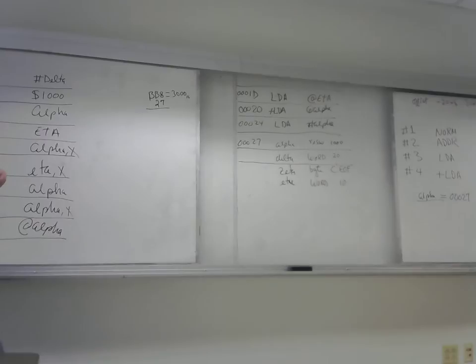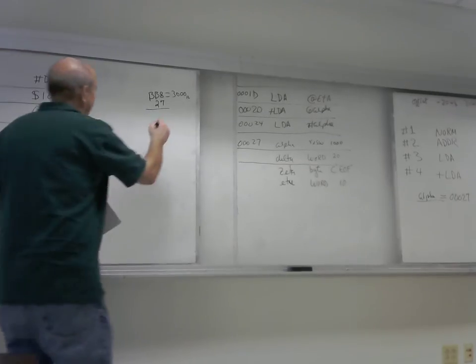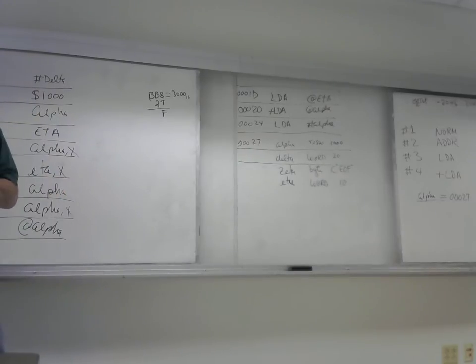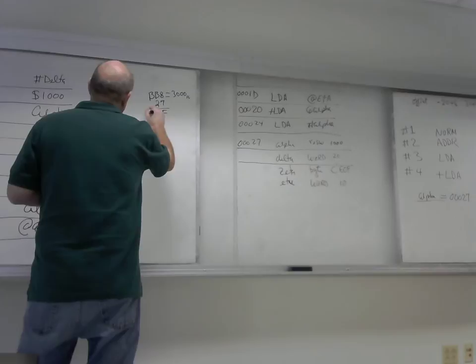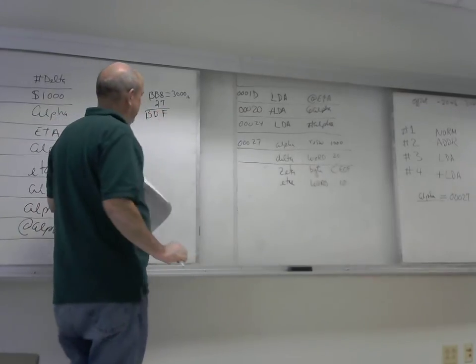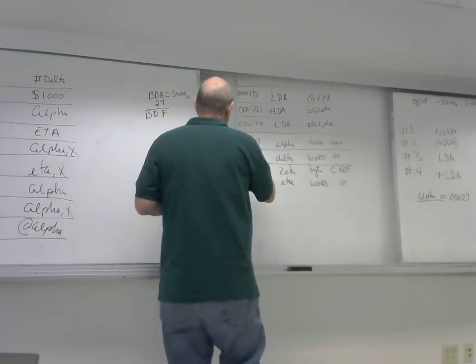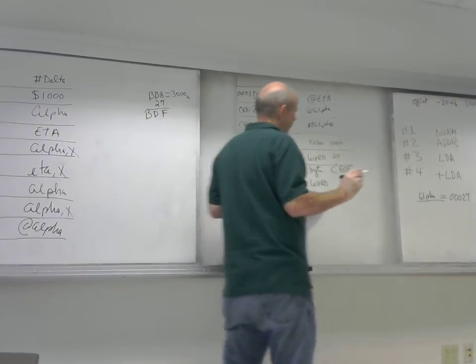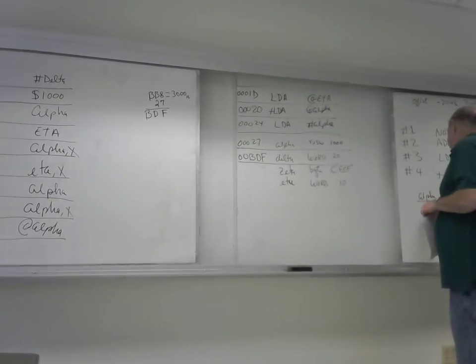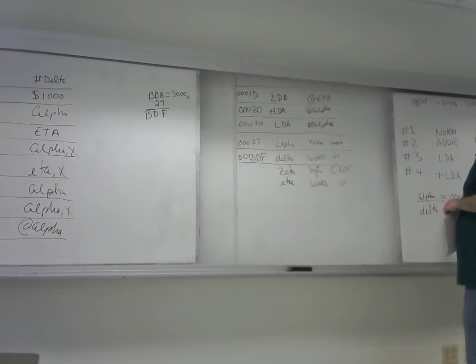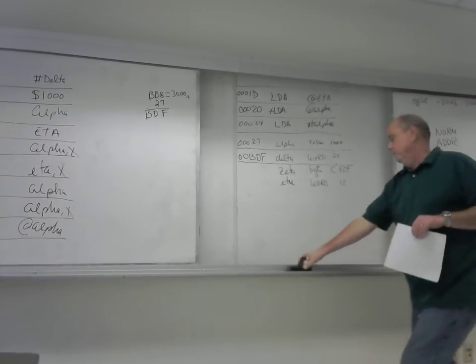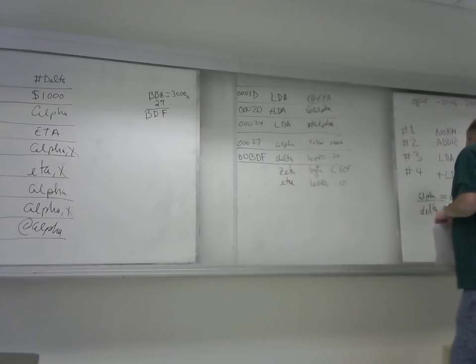Eight, 7. B and 2. D. D, E, F. So delta now, delta is DEF. Okay.